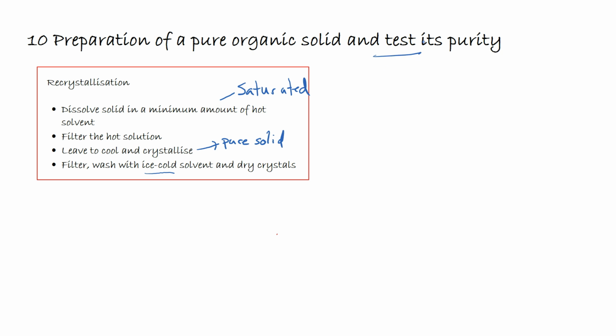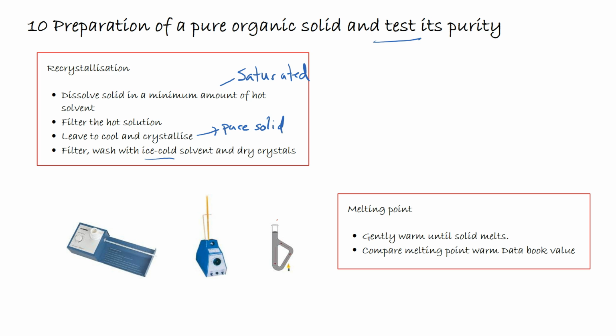Once we've left the crystals to dry, we can then test the purity of the crystals, and we test the purity by doing a melting point check. We do that using melting point apparatus. There are 3 examples of melting point apparatus here, and they all work in a very similar way.